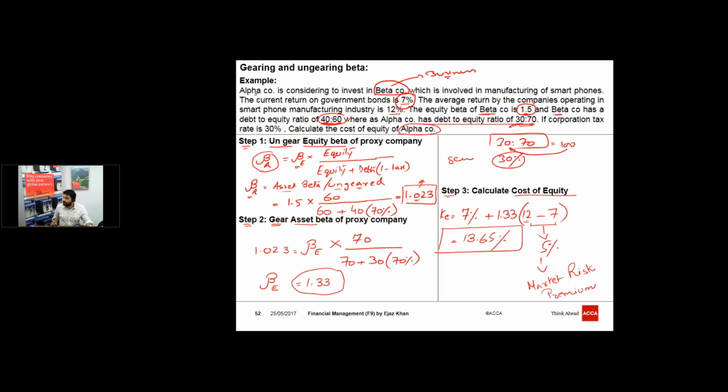Rishab, you can't say it's a dummy company. It will be an actual company in the business, but since it will be operating in the same business as we are planning to, we can use its information as our information wherever possible. So we take it as our proxy company.